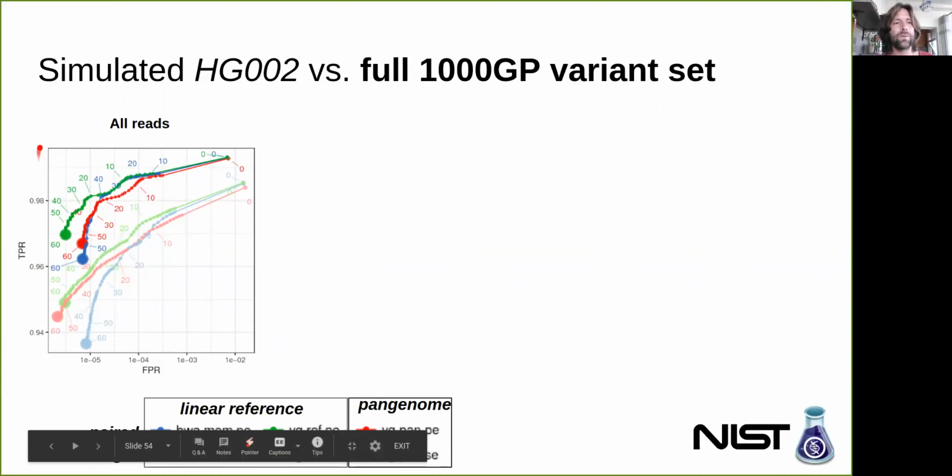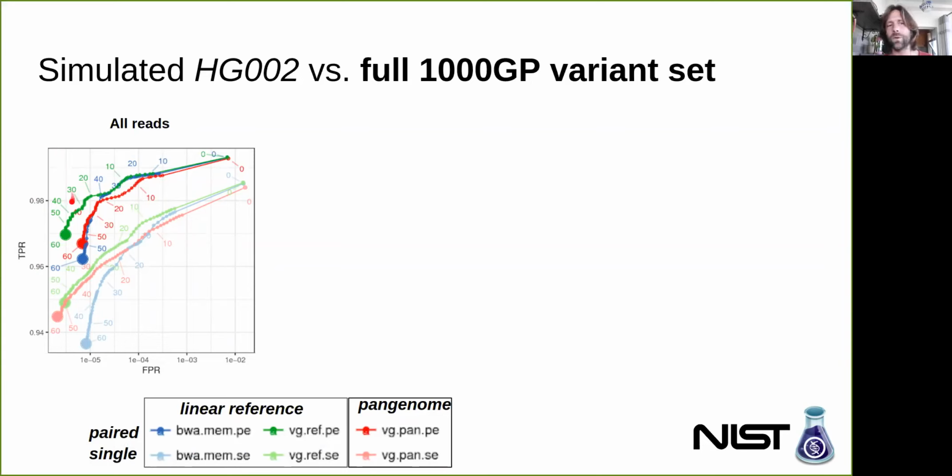So these are receiver operator characteristics for different mapping configurations. The green ones are VG against the linear reference. The blue ones are BWA against the linear reference. And the red ones are against this particular graph. In this case, it's built with a full variant set. The dark lines are for paired end reads, and the other ones are single-ended. So you can see that there's a sensitivity increase from paired ends. And there's some maybe loss in precision, in fact, as you get a little bit confused by the pairing.